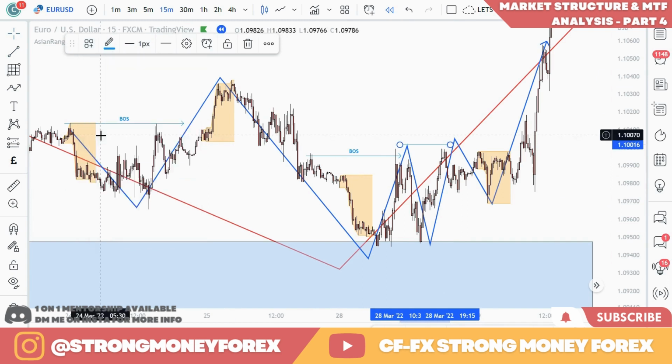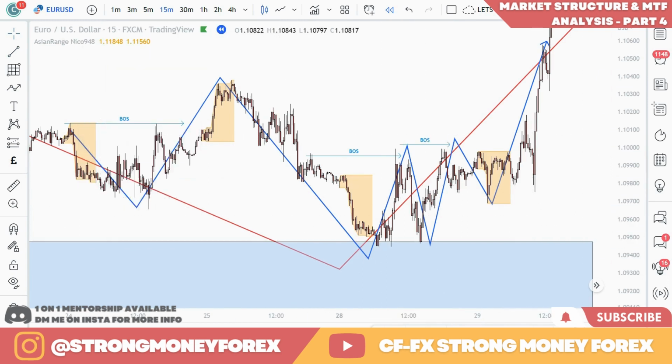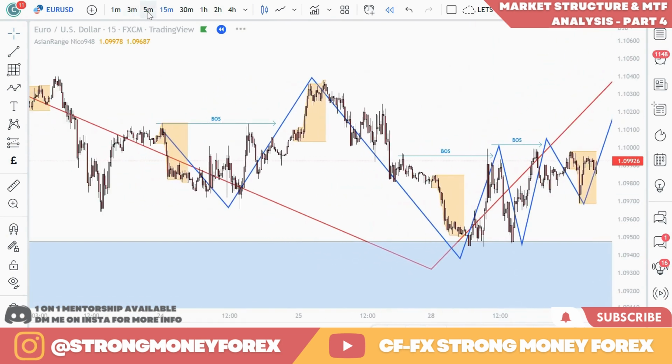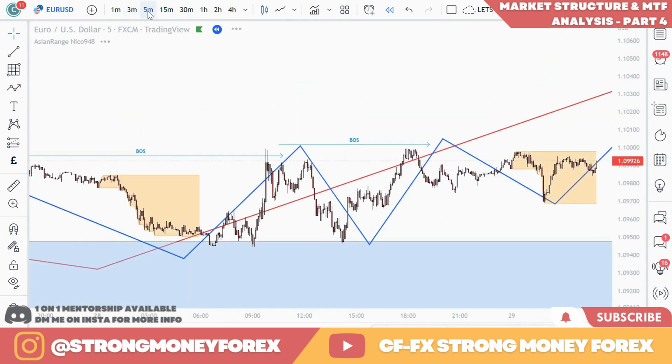Let's see if we get something on an even lower time frame. So again, let's track this market back just to here, so we don't lose the price action. Let's see if we can get down to a 5-minute.